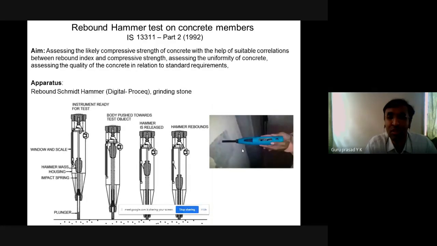In this, if you see in all the colleges which had the old type of hammer, it used to have a graduated scale on it, and a spring with a plunger, where the rebound hammer is pressed upon. Once it is pressed and released, it is the rebound action, the reaction force developed on the concrete surface, which makes the hammer push back and give you the rebound hammer value.